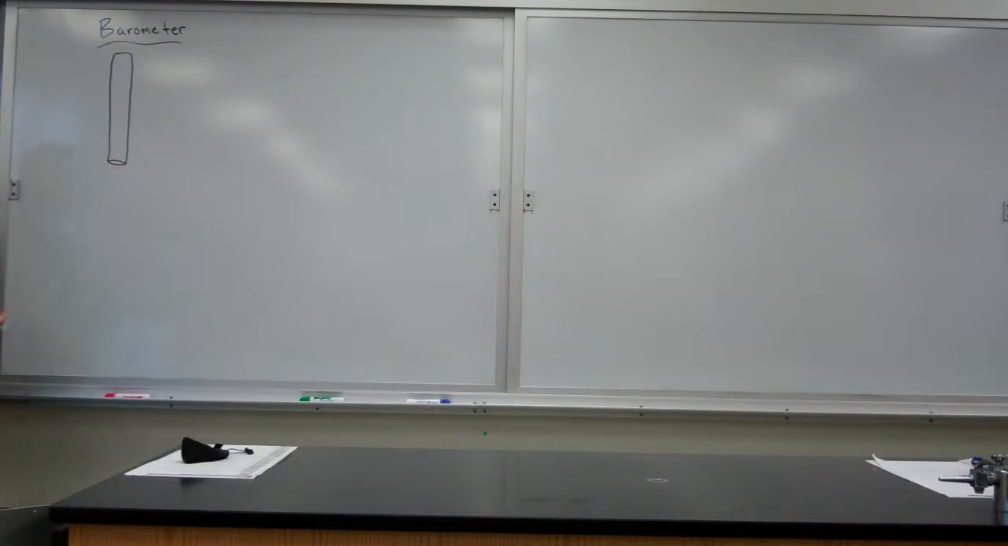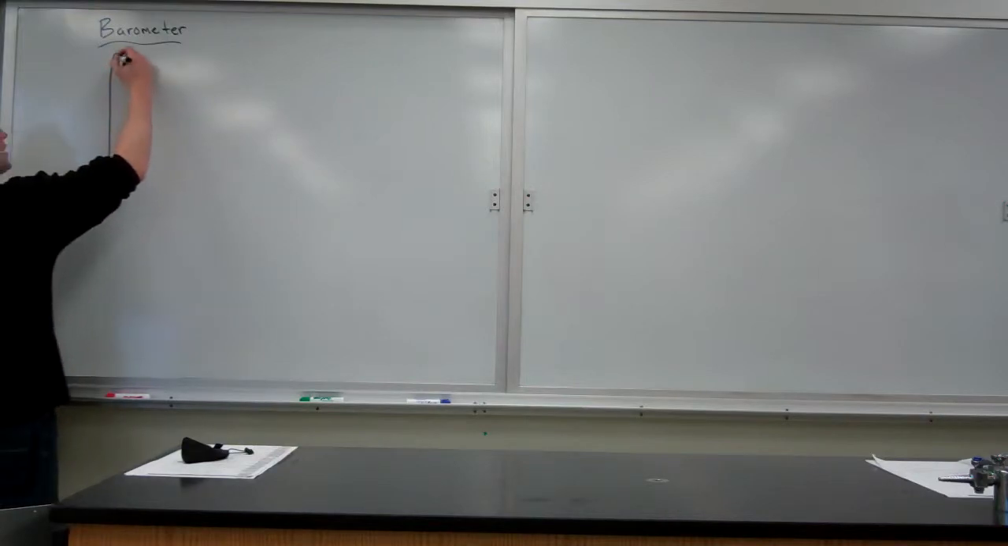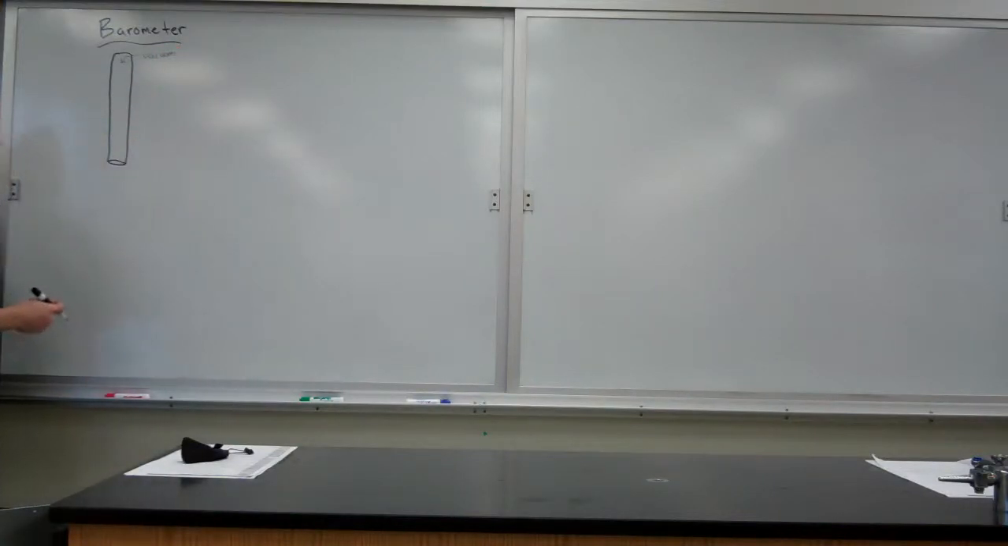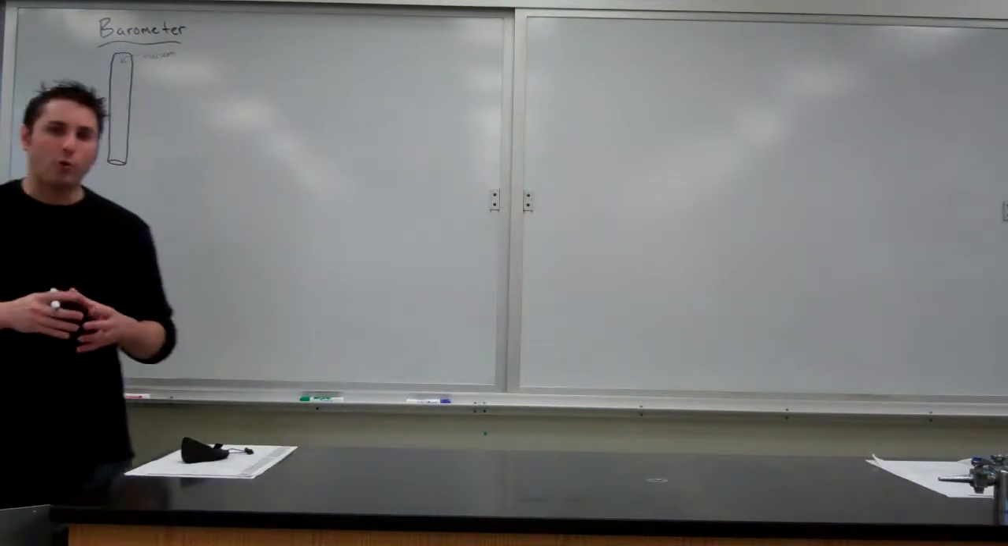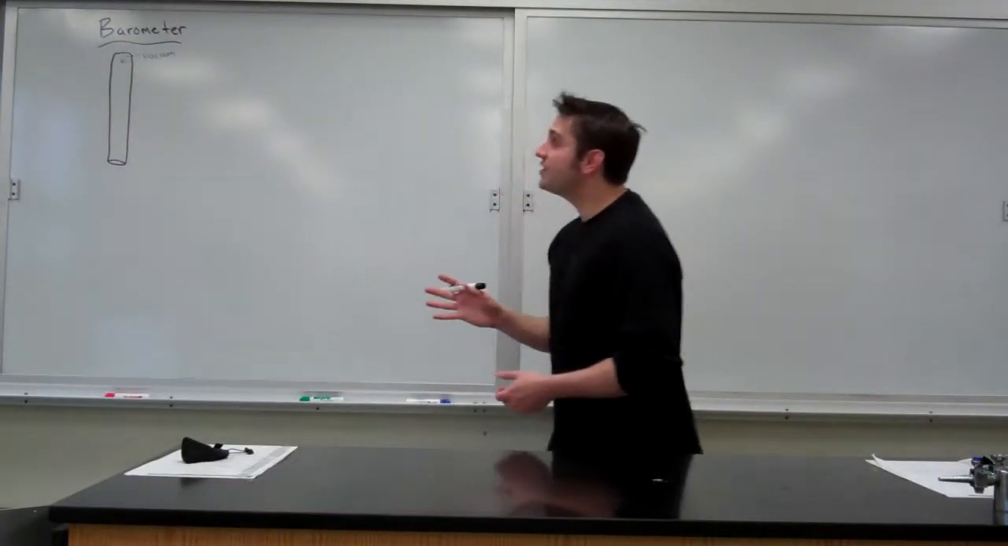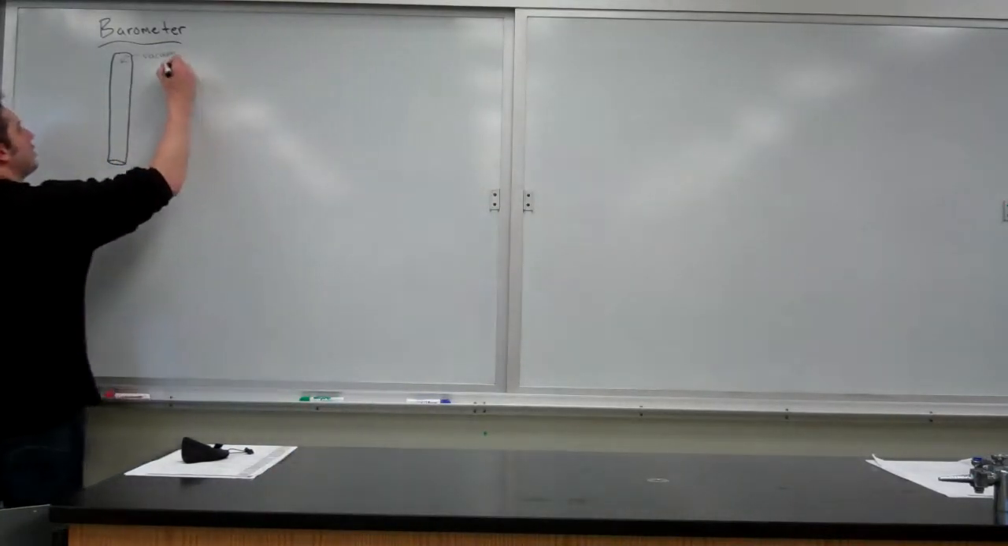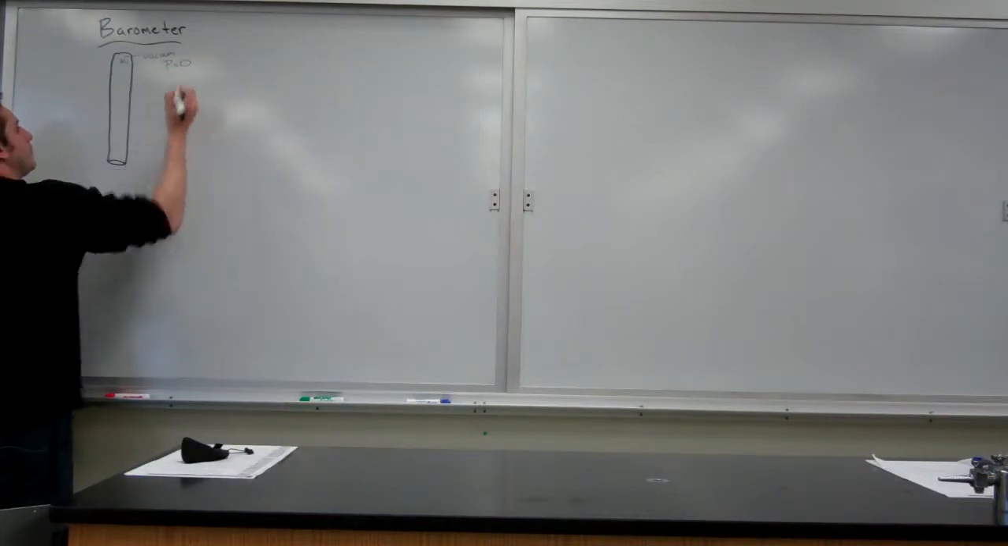And when the barometers were originally created, those tubes had a vacuum inside. Remember, a vacuum is an area where there are no particles. And if there are no particles, there can be no collisions. And with no collisions, there is no pressure. So inside the vacuum, pressure equals 0.